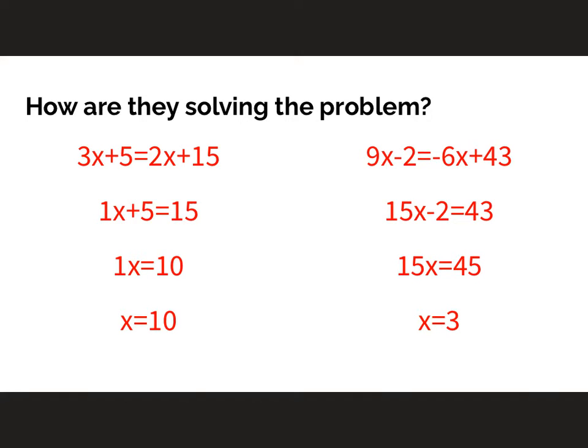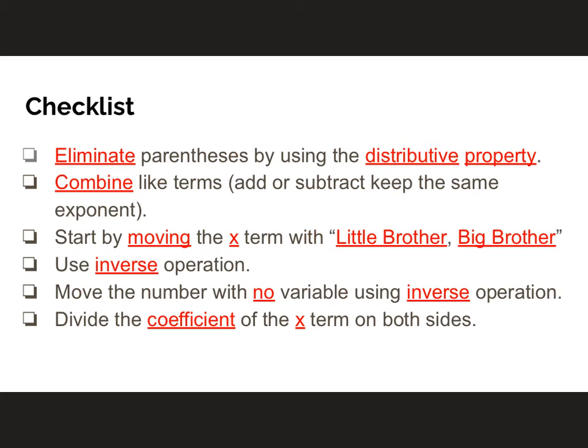If you look at this first one right here, 3x plus 5 equals 2x plus 15, they're following certain steps. And we're about to show you a checklist that will show you exactly which steps you are going to need to take. What I would like for you to do right now is pause it real quick so you can write this down, alright?